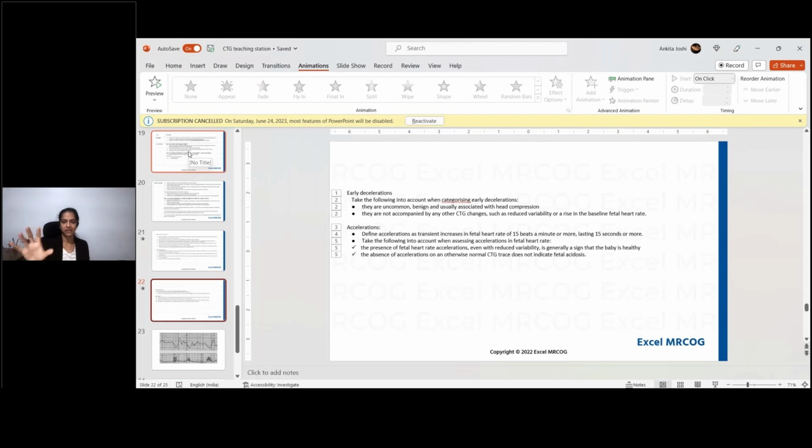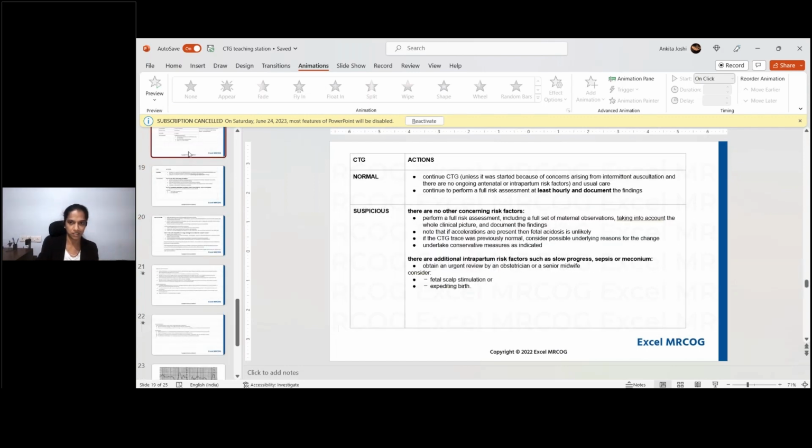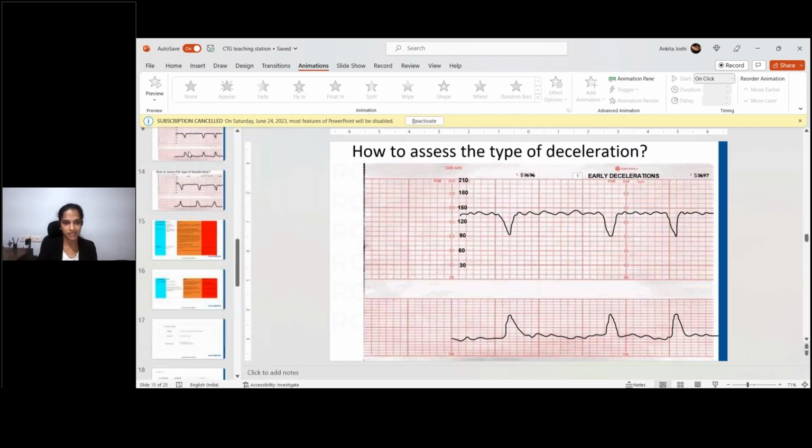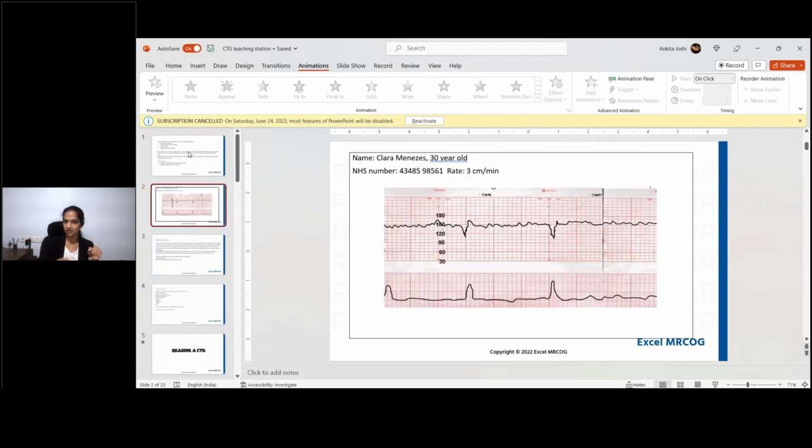Okay, I'll briefly tell you what points you have to say in this station, because I mostly told you about interpretation of CTG. First, you have to ask her the history. Then say, this is the CTG I have with me, and I have confirmed her name, the number, and the speed of the CTG. While interpreting CTG, you can use the mnemonic Dr C BRAVADO, because that involves all these components that we have discussed.